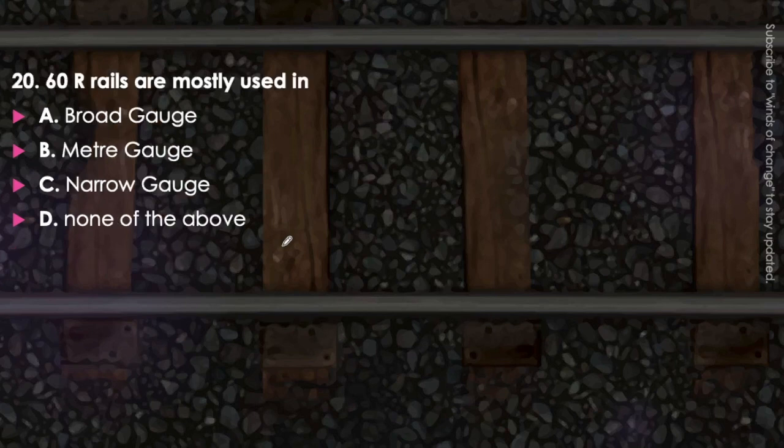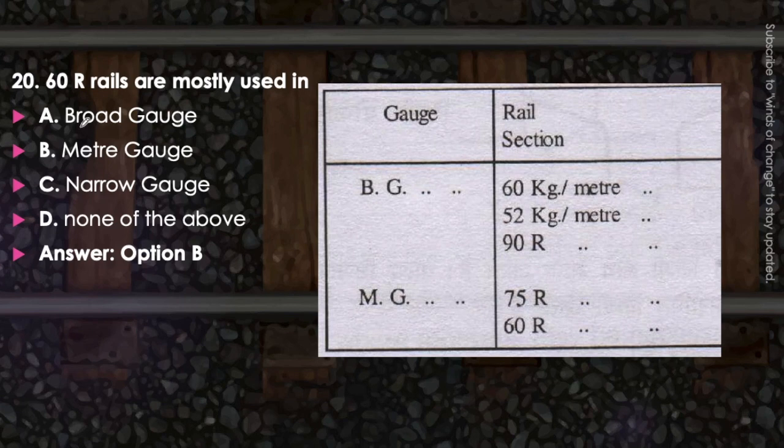Next question. 60R rails are mostly used in broad gauge, meter gauge, narrow gauge or none of the above. 60R rails, in which is it being used? Just think about it. Mostly 60R rails are used in meter gauge track. This is important to memorize.